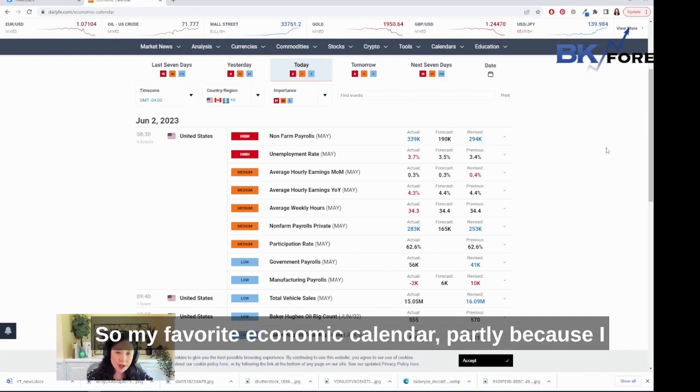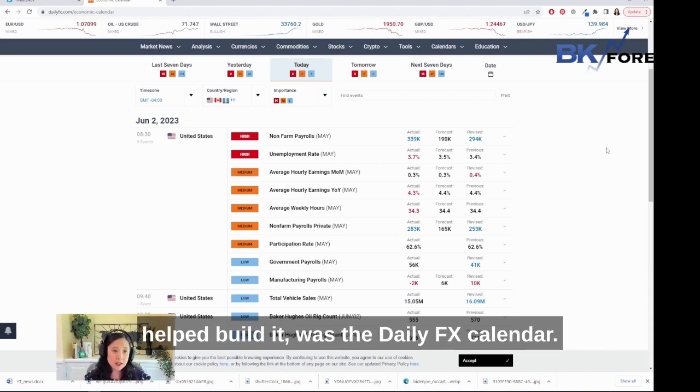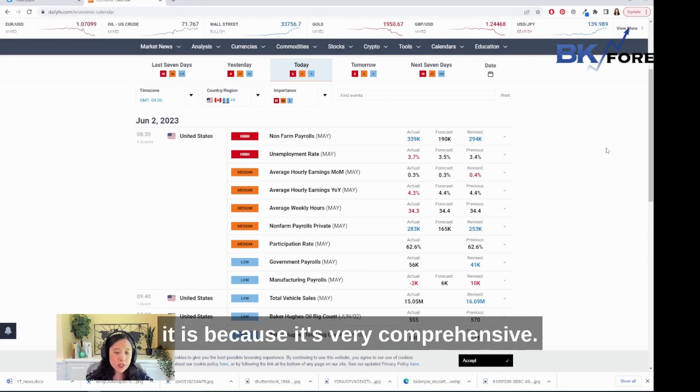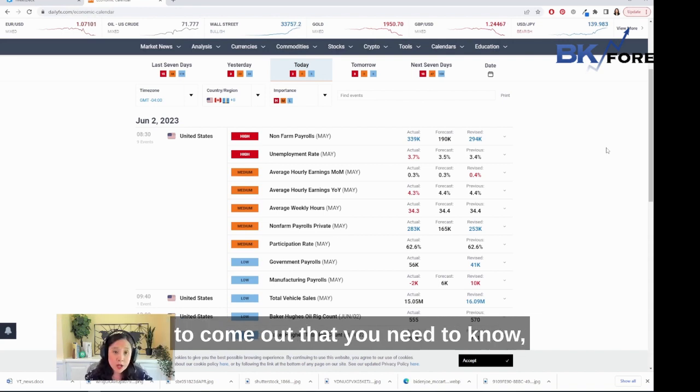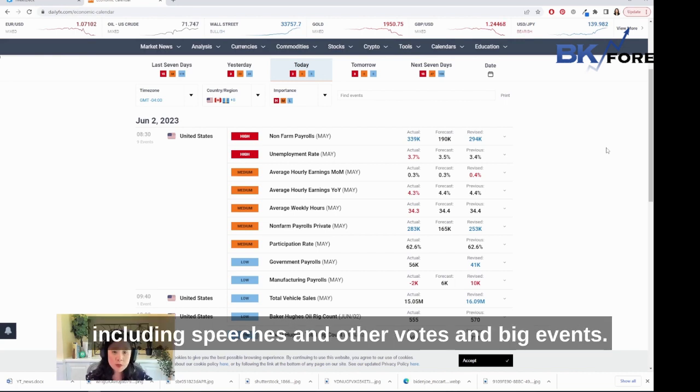So my favorite economic calendar, partly because I helped build it, was the daily FX calendar. And the reason why I like it is because it's very comprehensive. It pretty much includes everything that is going to come out that you need to know, including speeches and other votes and big events.